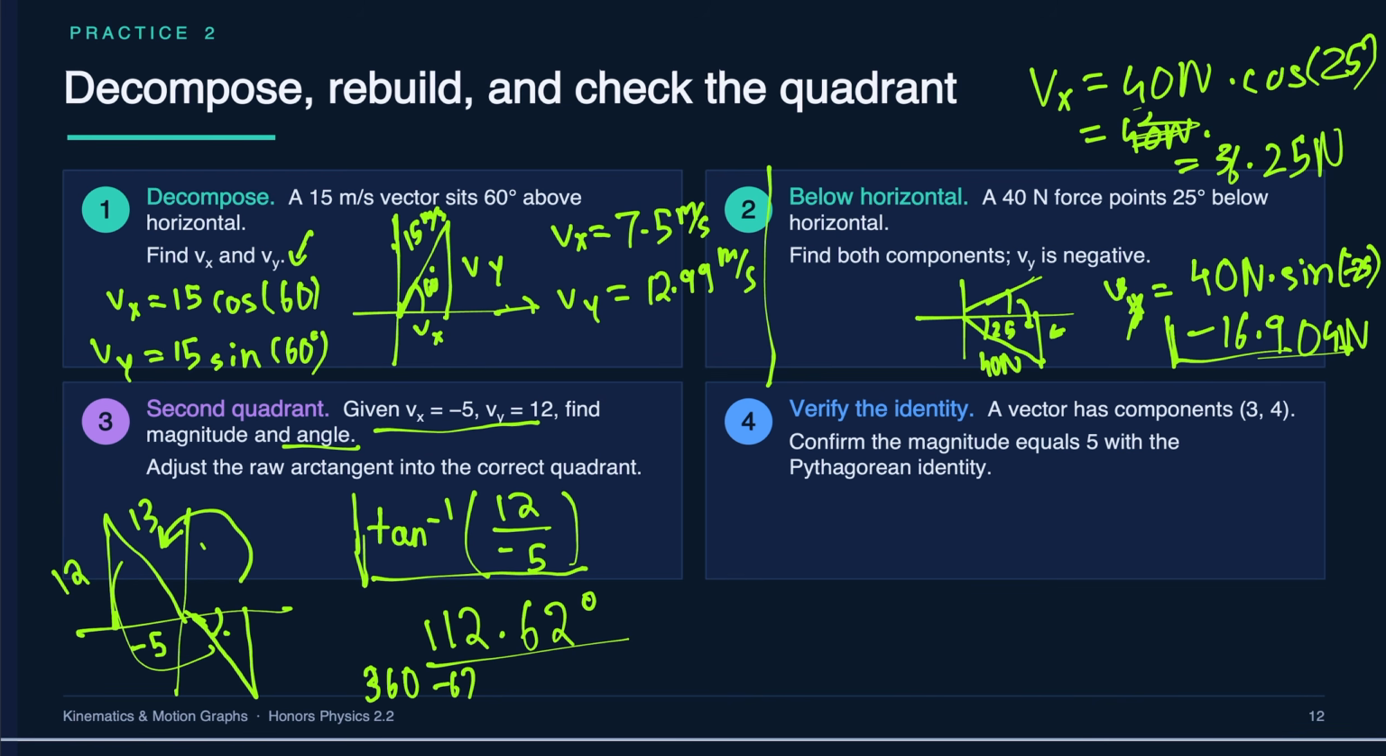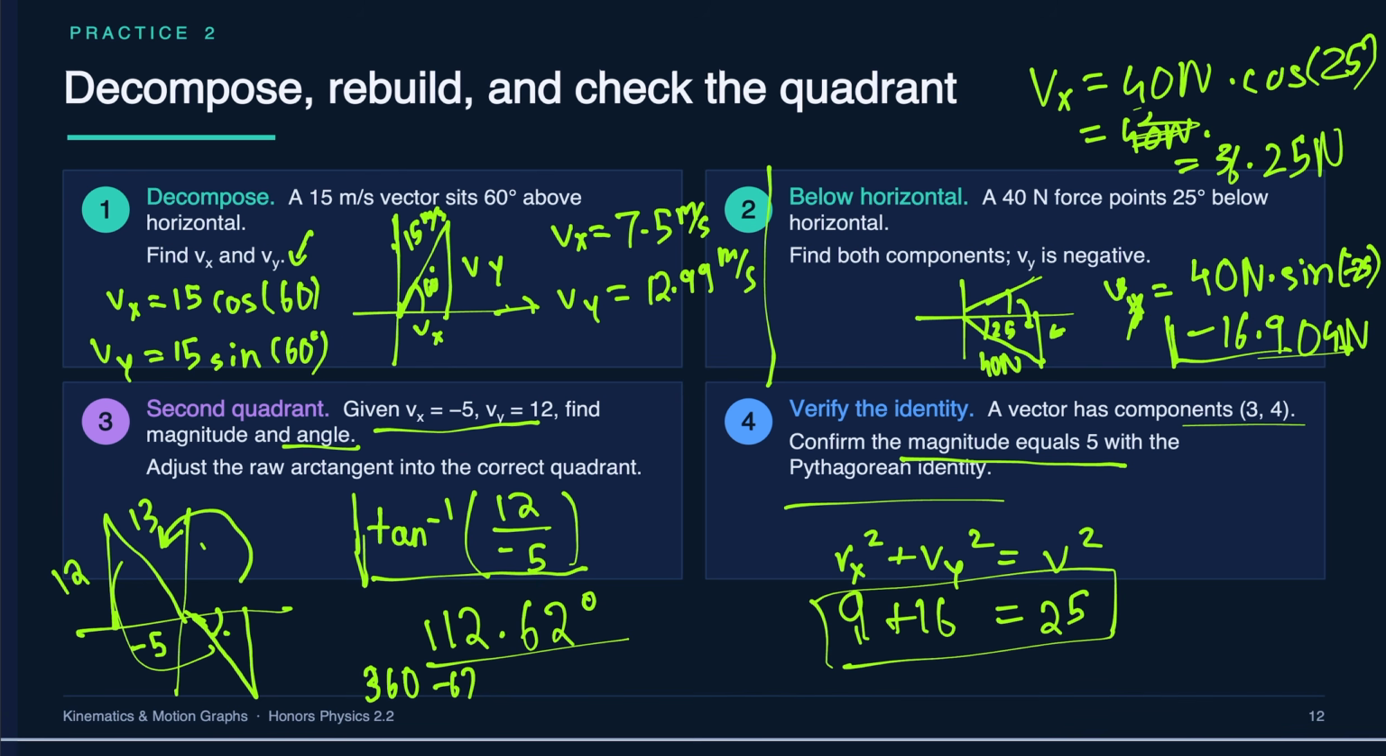So verify that the magnitude equals 5 with the Pythagorean identity. Okay, components 3, 4. All right, so we know Vx squared plus Vy squared has to be equal to V squared. 9 plus 16 is 25. So pretty straightforward. We know this is true, right? 25 is equal to 25. It's a great job. And then that's it for vectors.